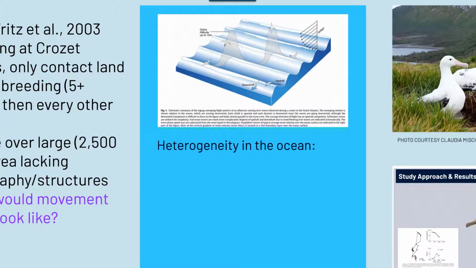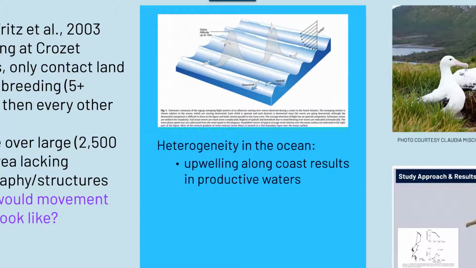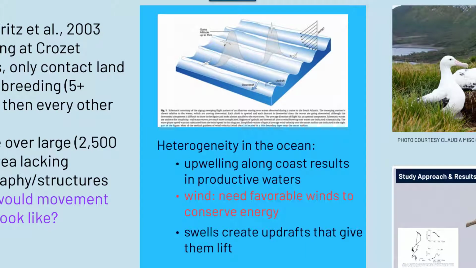So there is quite a bit of heterogeneity in the ocean. Upwelling along the coast is going to result in productive waters and more food availability for these organisms, and that's closely linked to the bottom topography as well as the coastal conditions. The wind is going to be an important element for helping to drive the movement of these organisms. They need to have favorable winds in order to conserve energy while flying. And then swells are going to be responsible for creating updrafts that give them lift.